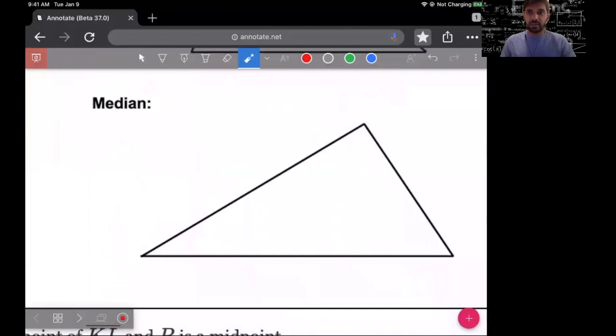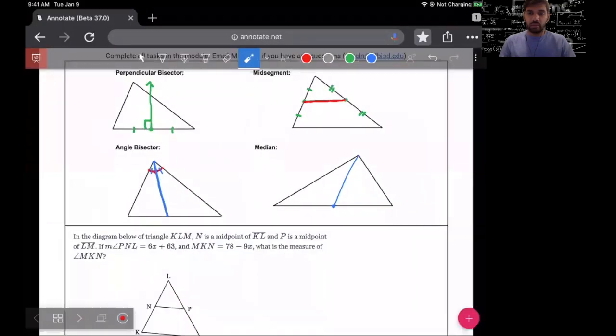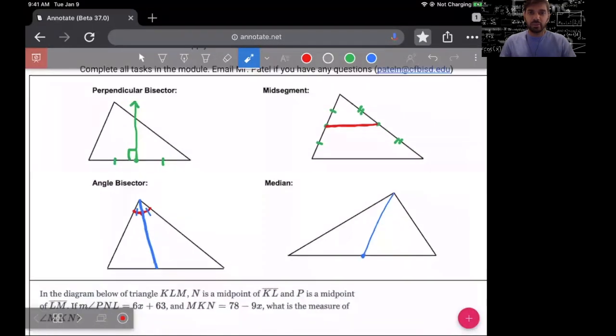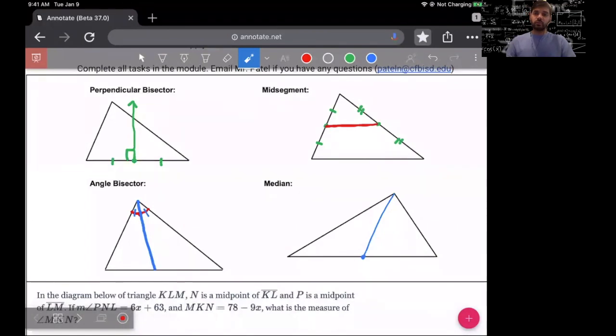And then the last thing is called a median. For a median, you go from the midpoint of a side to the vertex of the opposite side. Just like that. It's a straight line that goes from the midpoint here all the way across to the other side. That's called a median. And so we can use these special segments in different ways. They have different characteristics that we can use.